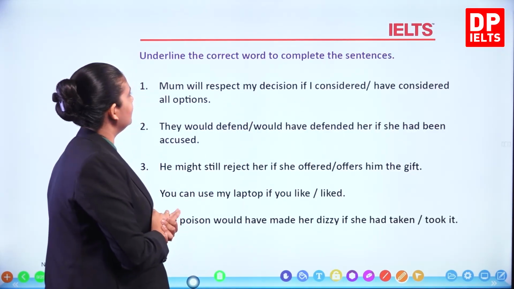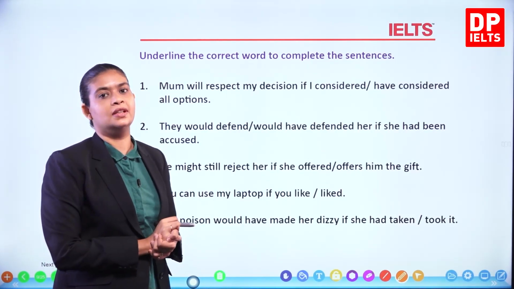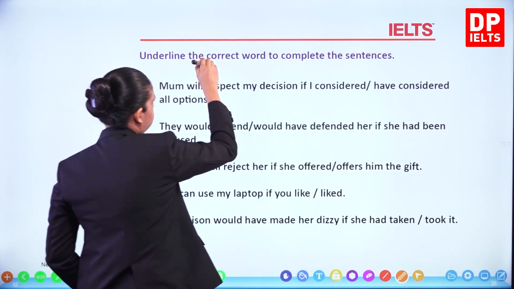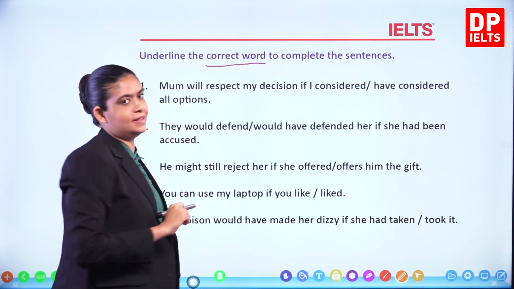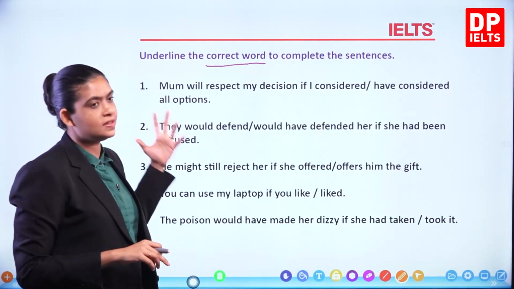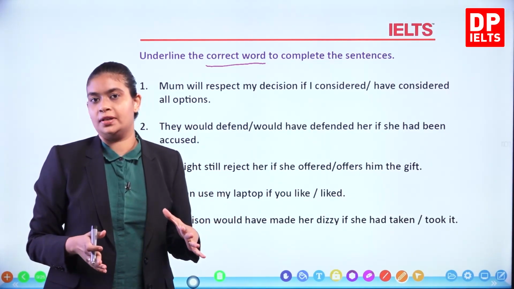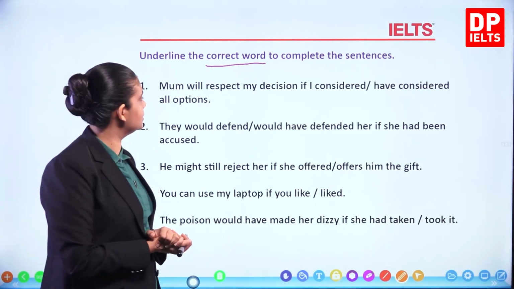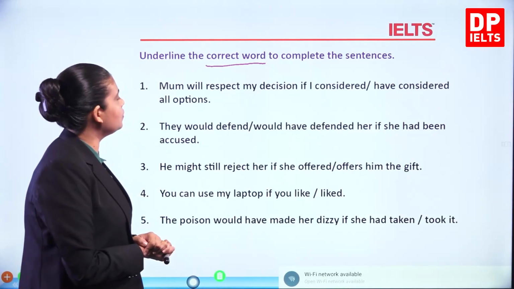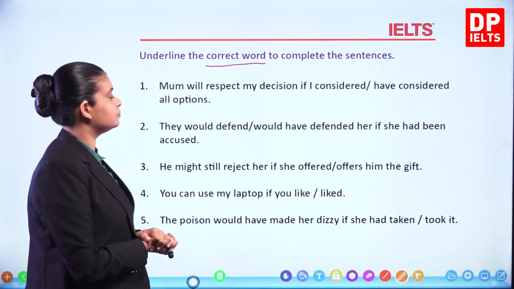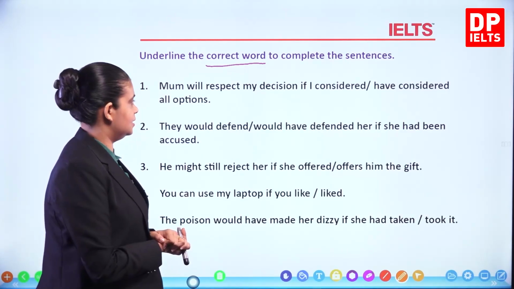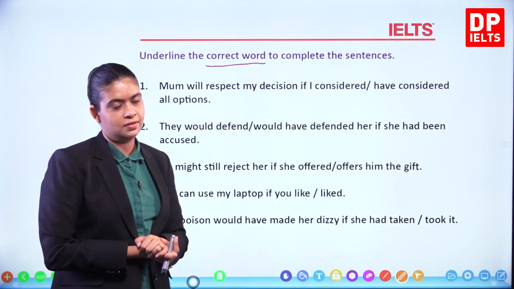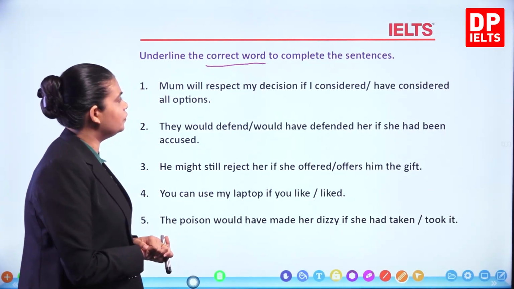Right, so let us have a look at the activity here. Underline the correct word to complete the sentences. So here you have to select which one is the correct one. Now you can jot down the answers in your notebook, right? Mum will respect my decision if I have considered all the options. Okay? So which one do you think?